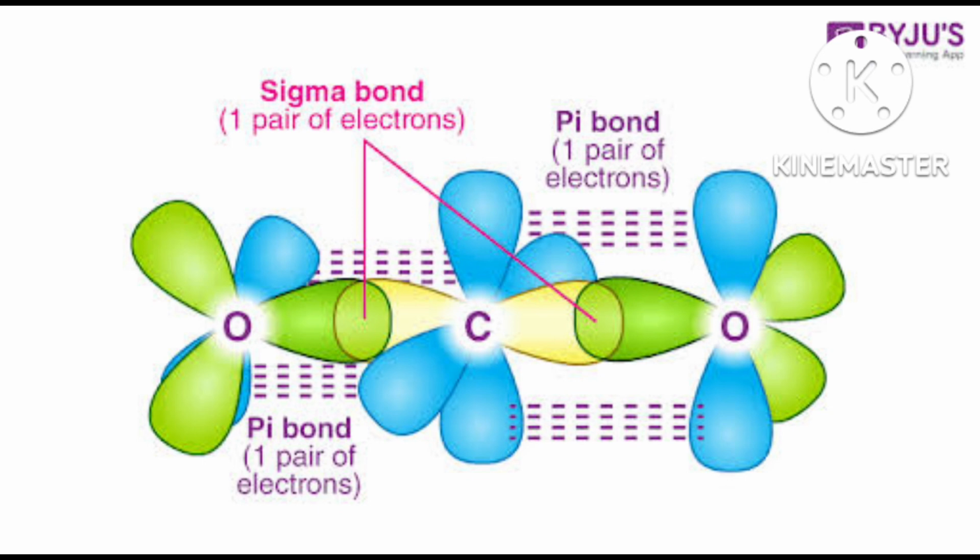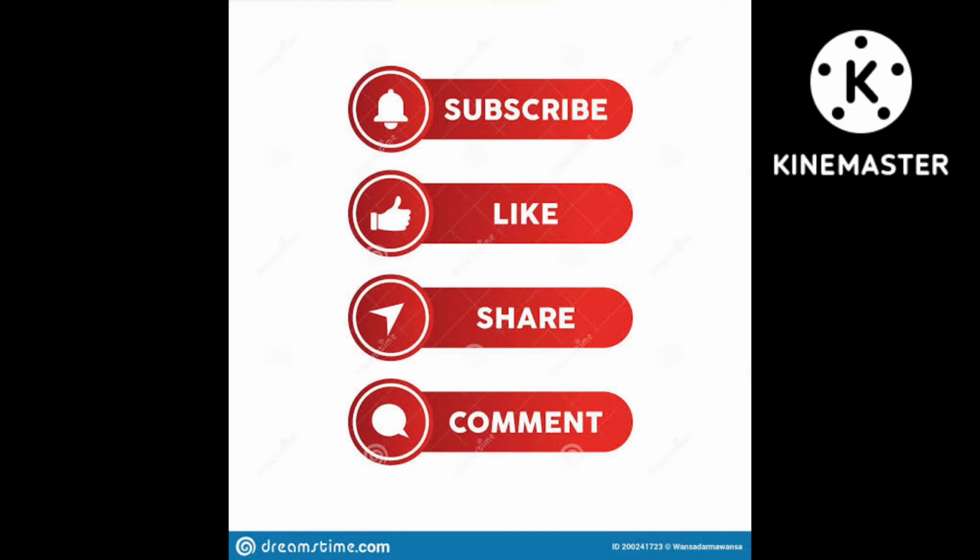But whenever multiple bonds are there, meaning double bond and triple bond, then one bond will be pi bond and the other will be sigma bond. This is again an important thing I am telling you. Whenever multiple bonds are there, like ethylene or acetylene: ethylene has a double bond, so one is pi bond and the other is sigma bond. Acetylene has a triple bond, so one bond is pi and two bonds are sigma, between the two atoms.